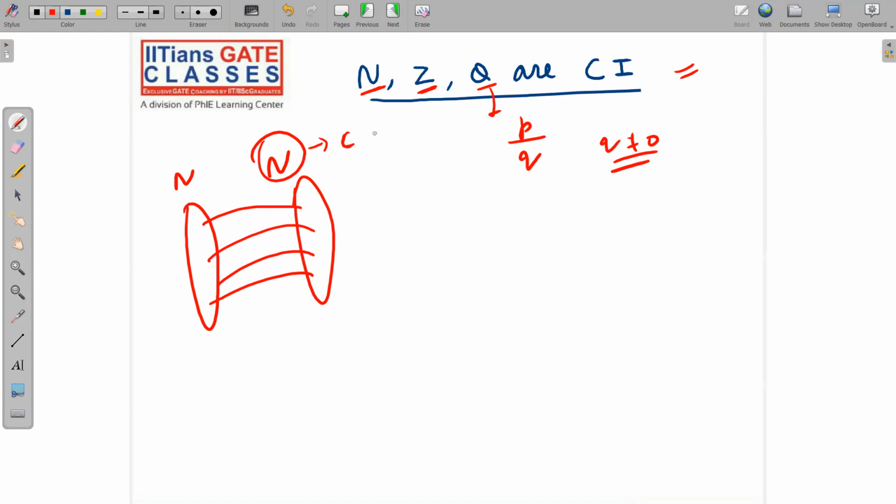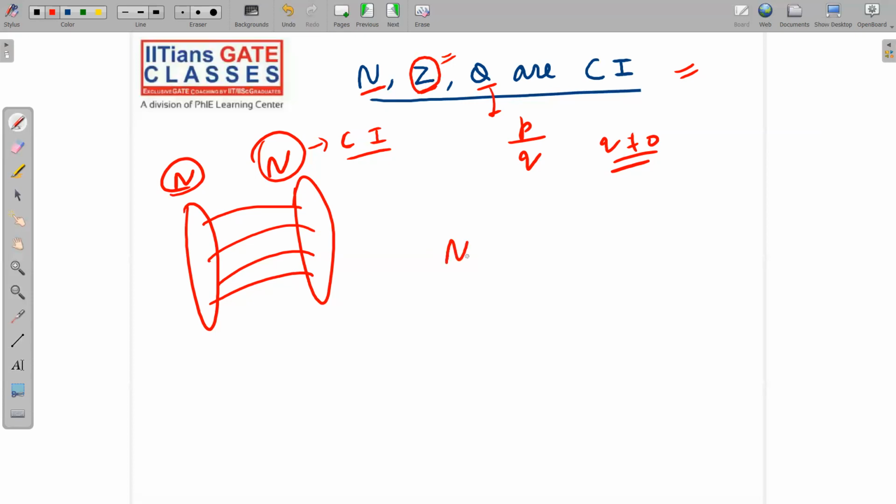So, because it is infinite, I will say it is countably infinite. Obviously I can establish a one-to-one correspondence from natural numbers to natural numbers, because these two sets are the same. Now this is the interesting part. How will you establish a one-to-one correspondence between the natural number set and the integer set?